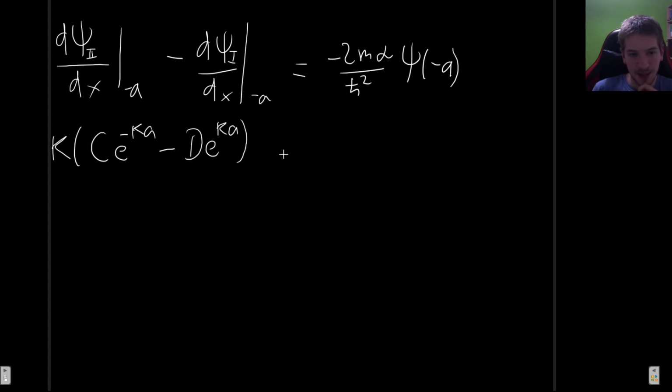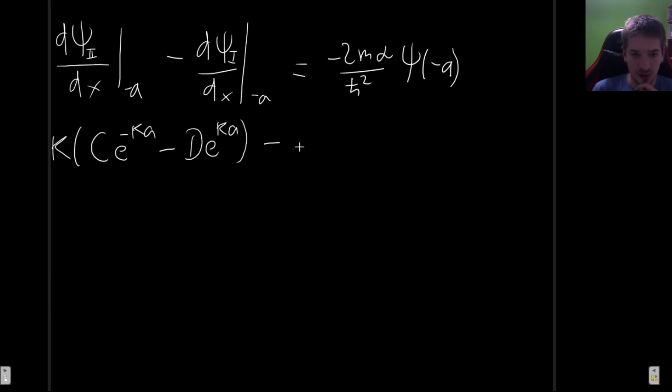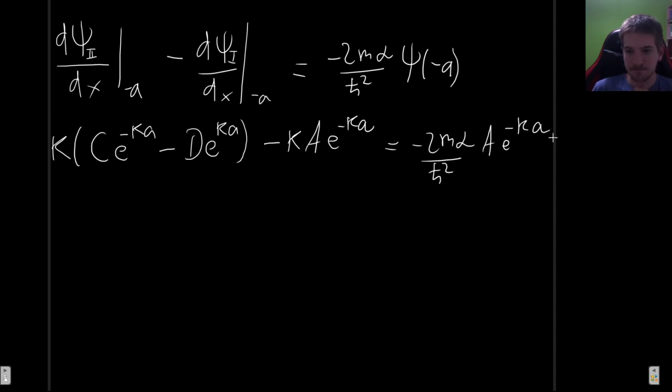And then we have minus the derivative of this first function. What is that? It's kA e to the kx, but we have to evaluate this at minus a. So it's just going to be minus kA e to the minus ka. And this whole thing has to be equal to minus 2m alpha divided by h bar squared times psi of minus a. But what is that? That is just going to be A times e to the minus ka. Okay, so this is the equation that comes from this third condition.